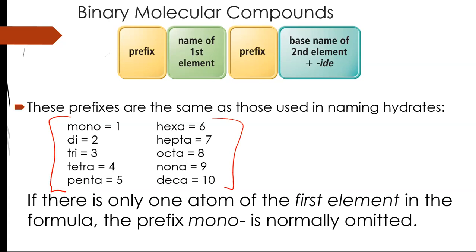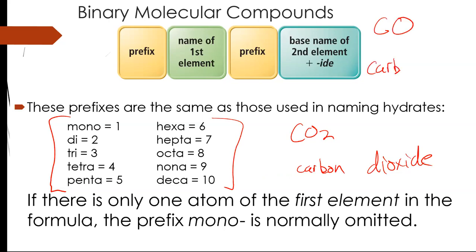So if we're looking at something like CO2, we would call that monocarbon dioxide, because there's one carbon, and then dioxide because there's two oxygens. Now for the very first element only, if there's just one of them, we can actually get rid of that mono and just call it carbon dioxide. Now, that doesn't work for the second one. So if it's just C and O, we wouldn't just call that carbon oxide, because that would imply it's an ionic compound. So instead, we call that carbon monoxide.